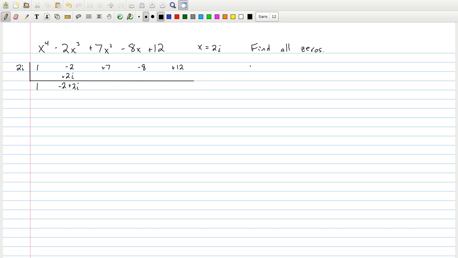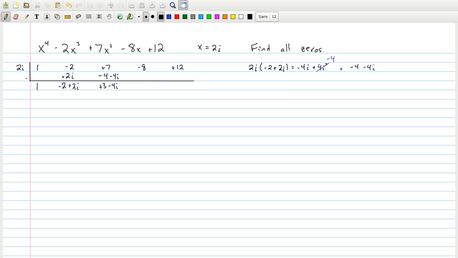To make sure we don't make a mistake, let's write this out over to the side. 2i times negative 2 plus 2i. If we distribute this through, this gives us negative 4i plus 4i squared. But i squared is negative 1, so this term becomes negative 4. Rewriting this, we have negative 4 minus 4i. So that will fill in the next spot on our table: negative 4 minus 4i. And then we add these together. Combining like terms, we've got positive 3 minus 4i.